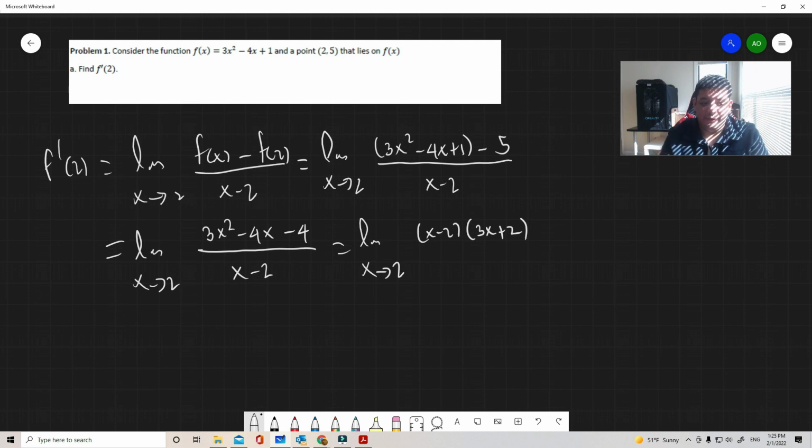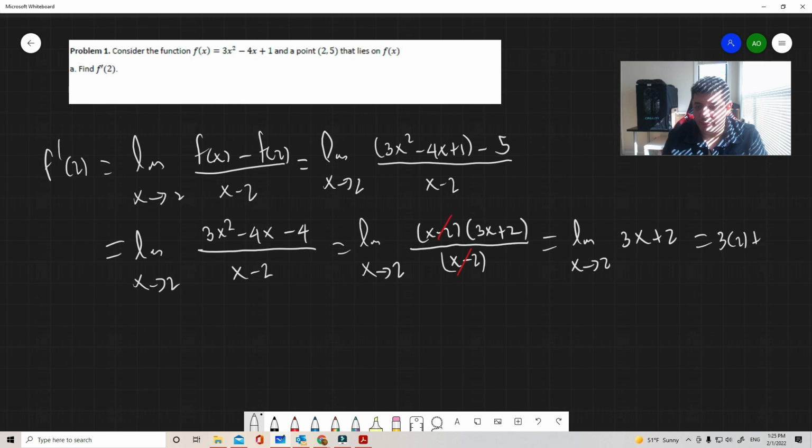The reason I know this is because if you plug 2 in here, you get 0. So that means 2 has to be a root of this polynomial, so you can factor out x minus 2, and the rest is whatever is left after factoring. Now I get to cancel this out. Then finally, this is the limit as x goes to 2 of 3x plus 2, which is 3 times 2 plus 2, or 6 plus 2, 8. So this means that f prime of 2 is going to be 8.